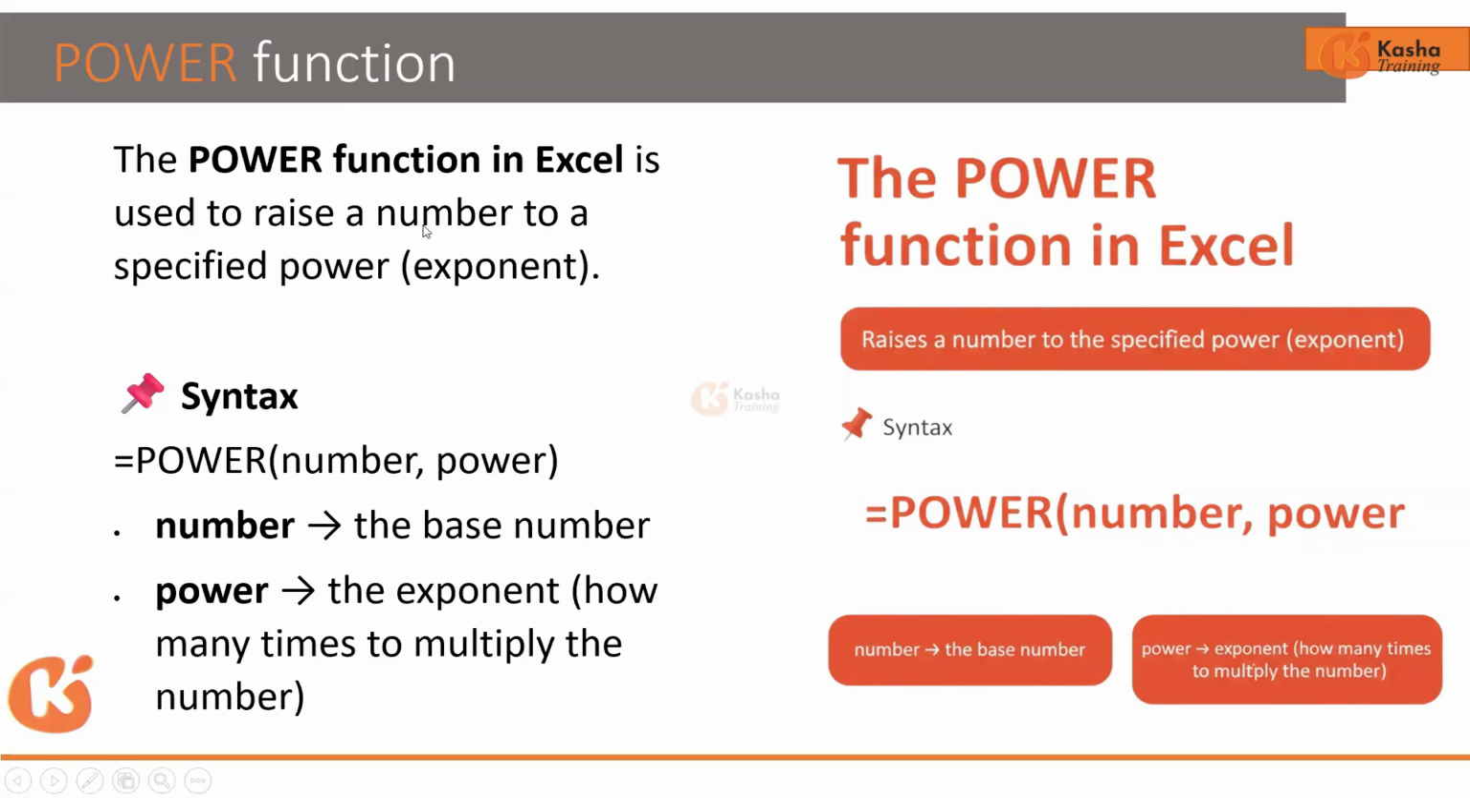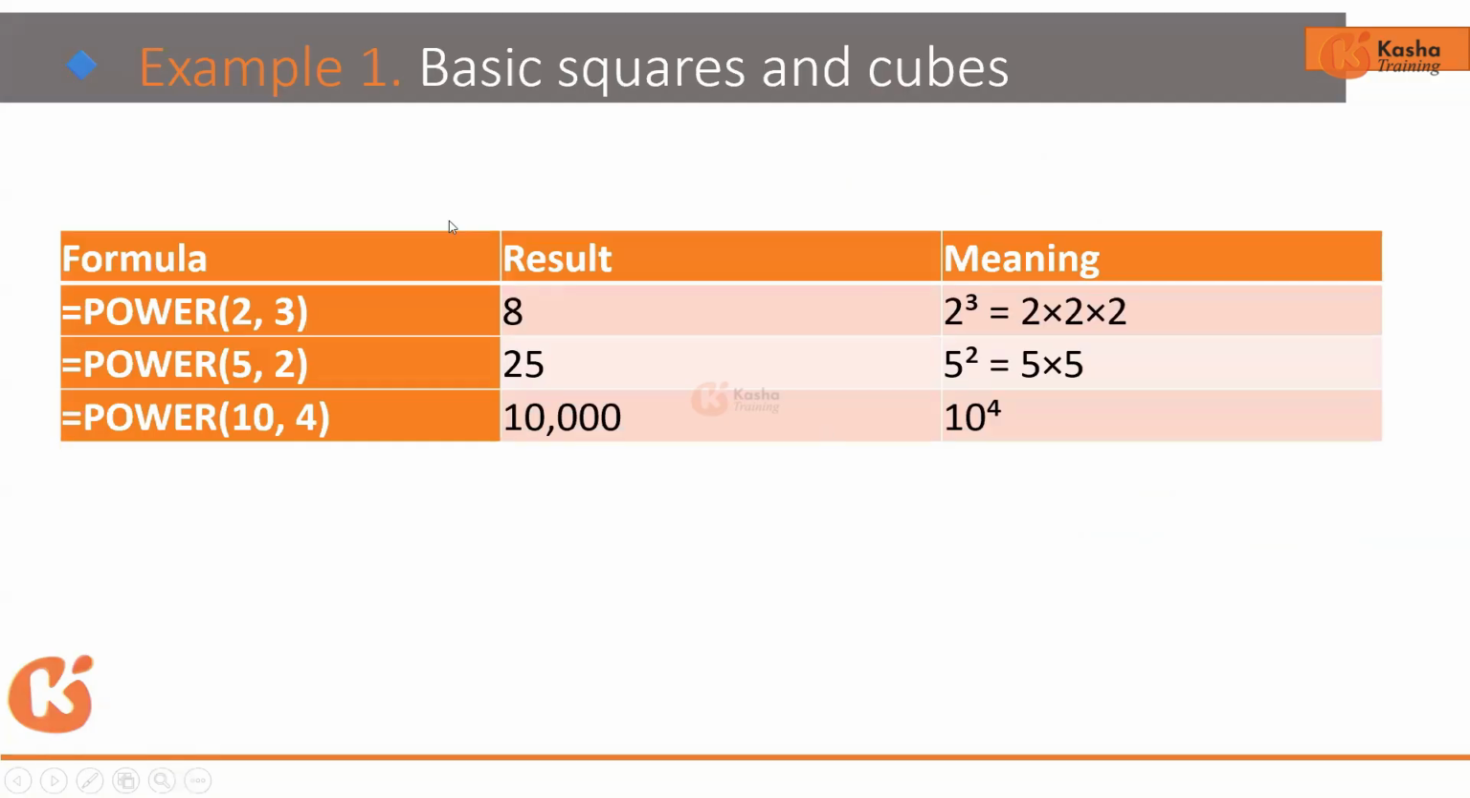Now we'll see certain examples of the POWER function and how we can raise to a certain exponent. This is the syntax we use for the POWER function: there is a number and the power, which reads as what exponent you want. Example one is basic squares and cubes. If you give this formula with 2 raised to the exponent of 3, that means 2 into 2 into 2, so the result is 8.